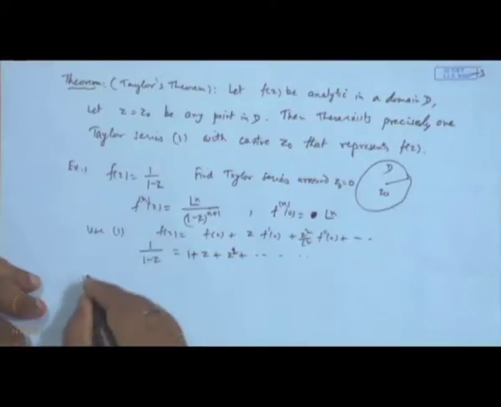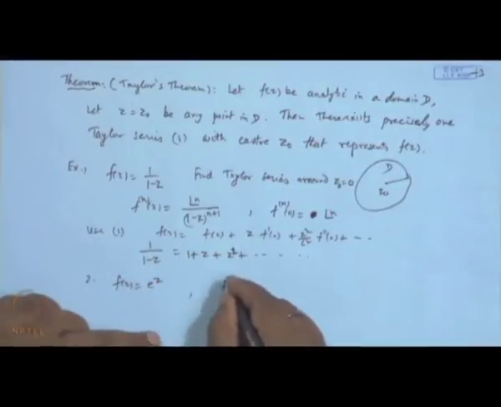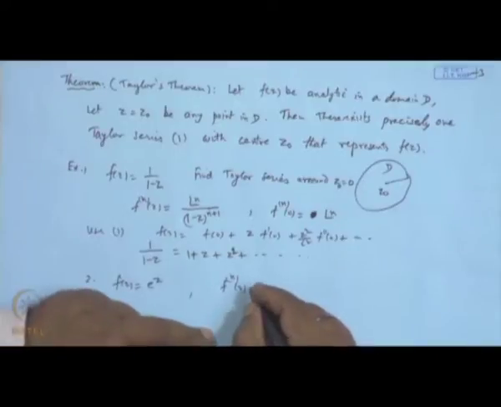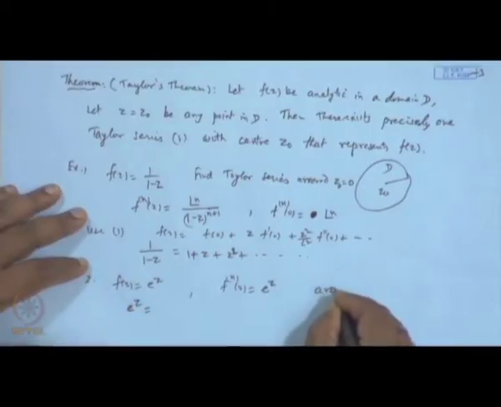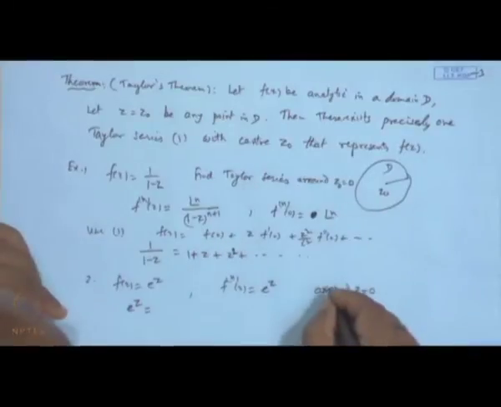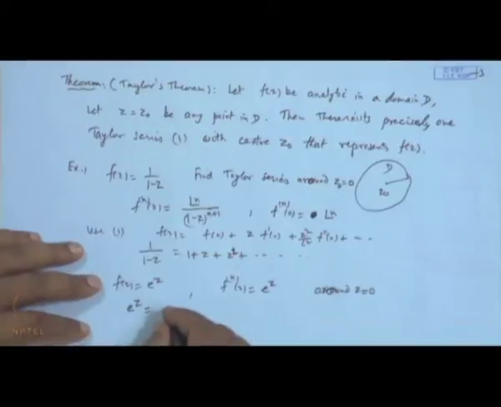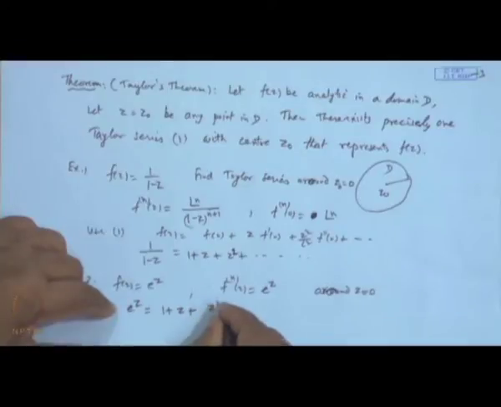Similarly, if we take this function f(z) as e to the power z, then we know the derivative f n of e to the power z is e to the power z, and the corresponding expansion around the point z equal to 0 will be 1 plus z plus z squared over factorial 2 plus z cubed over factorial 3 and so on.